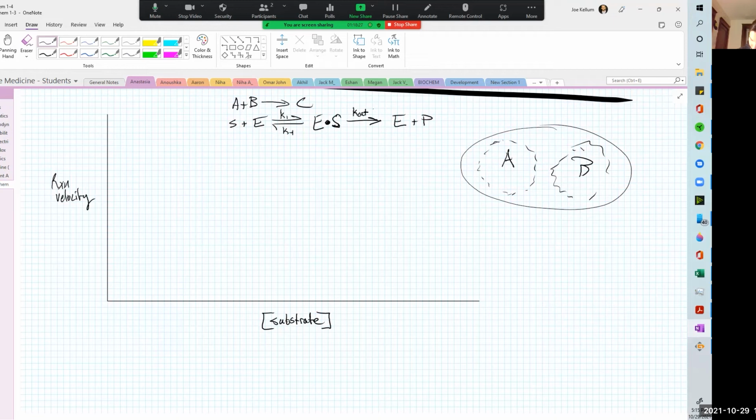So for a given amount of enzyme, because whenever we draw this Michaelis-Menten plot, the underlying assumption here is that the amount of enzyme present is constant. Right? Because it's not either of the axes.